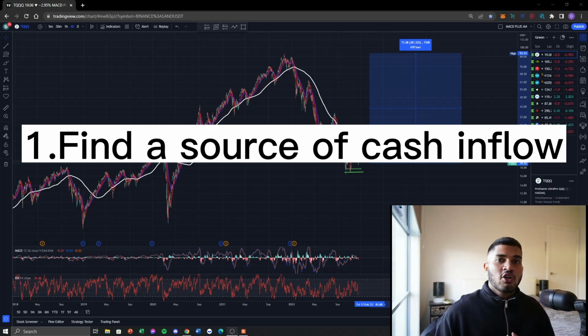It could be from your job, it could be from an allowance that you get, it doesn't matter what it is, it has to be a cash inflow. So that's one of the key things. You could work part-time, work full-time, doesn't really matter. The only thing is you need to get cash into your hand. That's one of the key important things that you have to do.